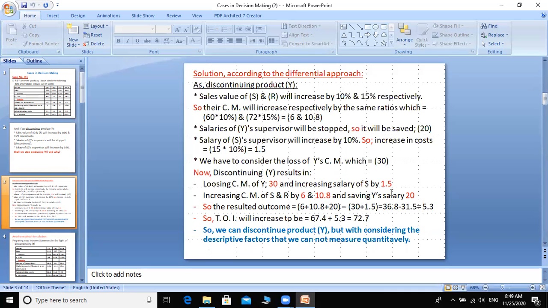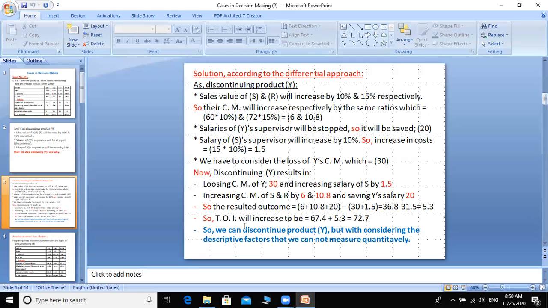And savings of Y salary, because Y salary will be stopped, as we told you. 6 plus 10, 16, plus 20, 36.8. So we will have an increase of 36.8. The loss is 30 plus 1.5, that is 31.5. So we will get a 5.3 increase in operating income.